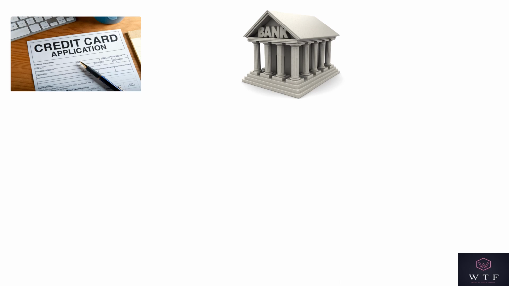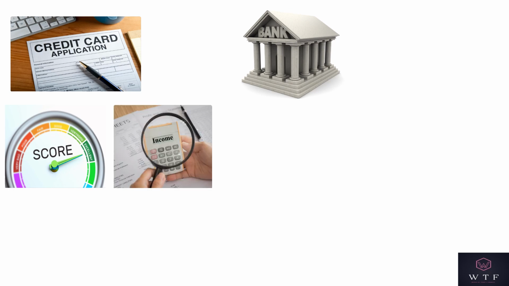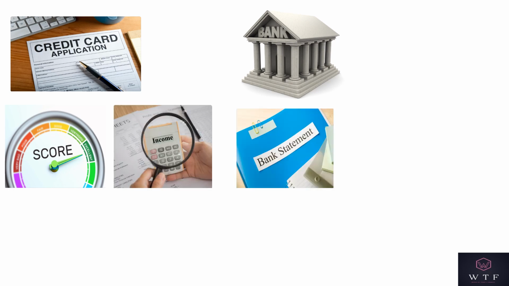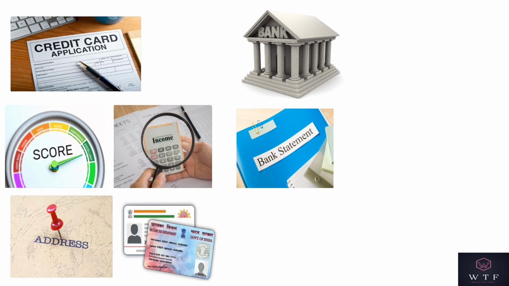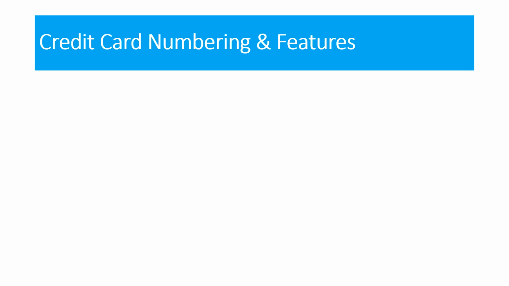That bank assesses your application and, based on it, looks at your credit score, looks at your income, looks at the bank statement because it wants to verify whether that income is actually getting credited to your account or not, looks at your address proof, looks at your KYC documents, and based on that, your application gets approved and the credit card gets issued. So friends, now let's try to understand the credit card numbering and features.